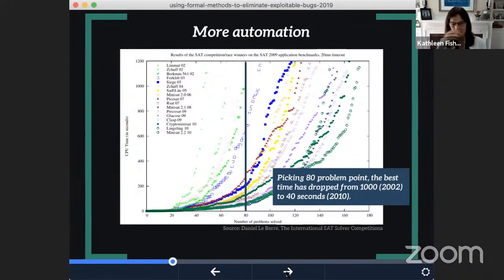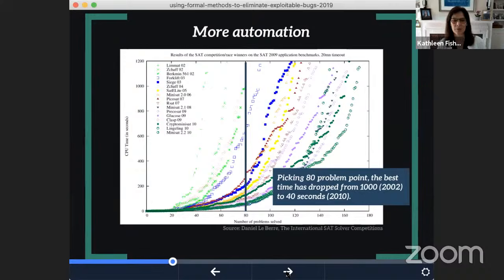So every year there's a competition where people from all over the world enter their SAT solvers and compete for the right to be the fastest. What Daniel Le Berre did in 2011 was take the winners of the SAT solving competition from 2002 to 2010, port all of their solutions to a 2011-era machine, and then run all of them on the 2009 problem competition. The horizontal axis is the number of problems solved. Each solver has 20 minutes to solve as many problems as possible, so the more you solve, the better you do.